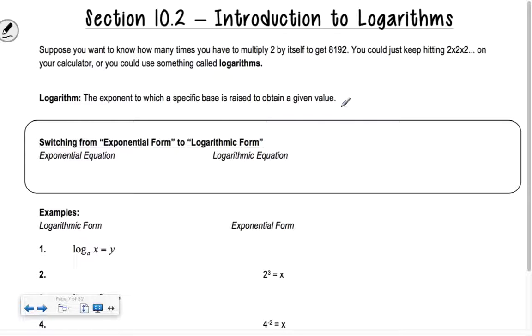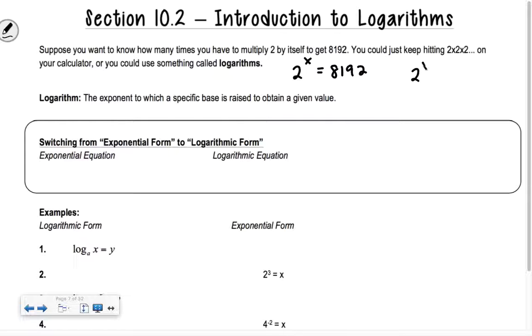So a logarithm is actually an exponent, so it's going to have a lot of the similar rules as exponents. It's the exponent to which a specific base is raised to give a value. So we're going to be able to solve equations that look like 2 to the x equals 8192, without doing raised to the raised to the raised to.